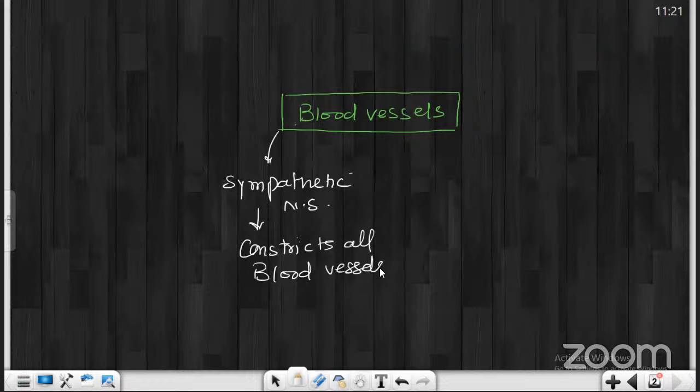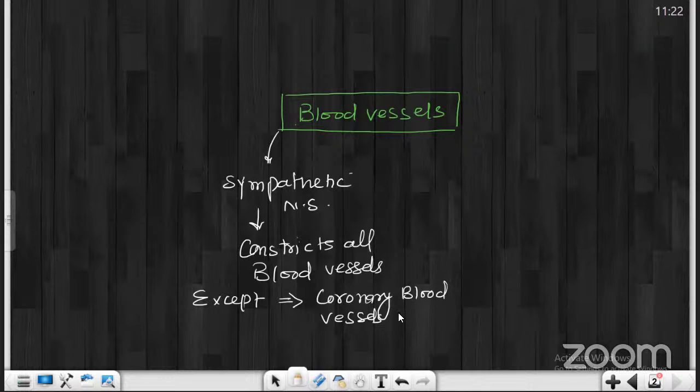So when the diameter of blood vessels reduces, there is one exception here, that is the coronary vessels. Coronary means associated with the heart.